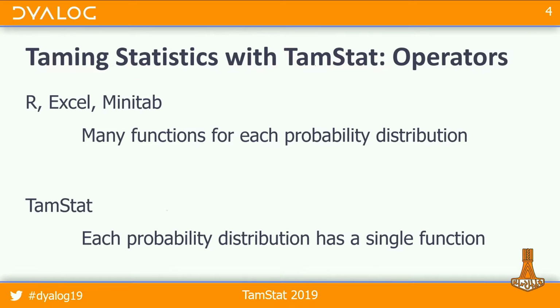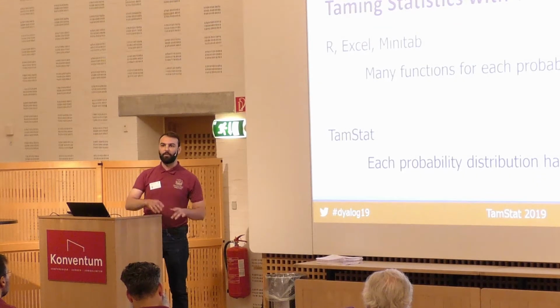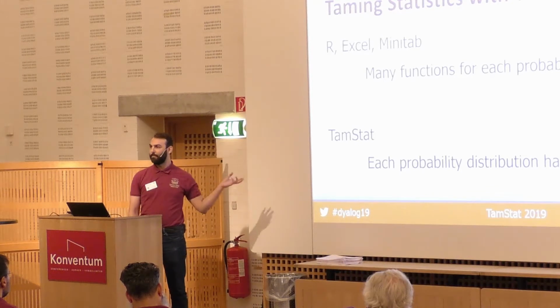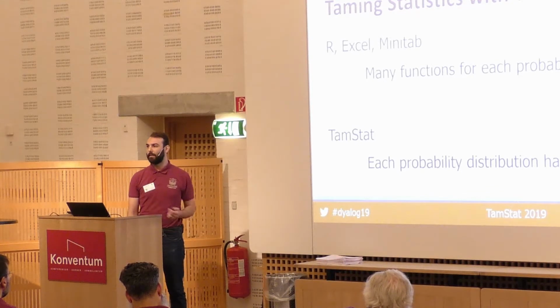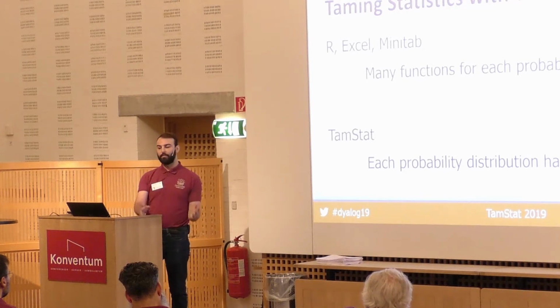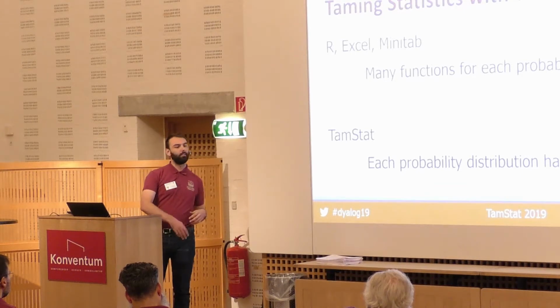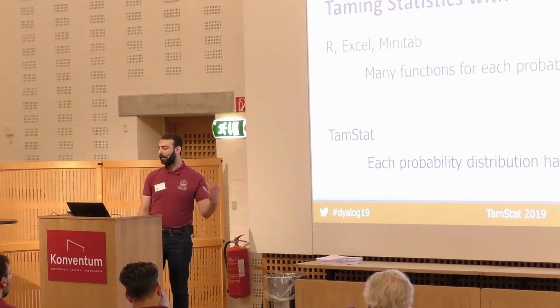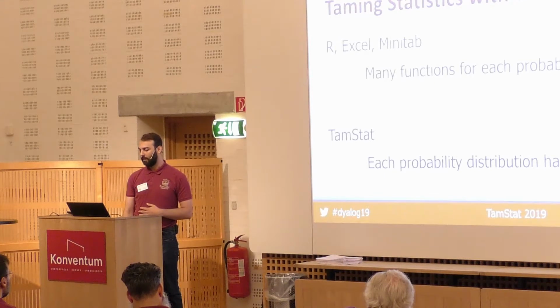So in other popular statistical applications, something you might commonly want to do is find things out using probability distributions. And in those other applications, you'll usually have to either autocomplete or search through a whole list of functions with somewhat related names to find some particular thing out. But in TamStat, each probability distribution is a single function, and then by applying operators, you create derived functions to find out what you're looking for. I'll make that a bit clearer by doing an example now.